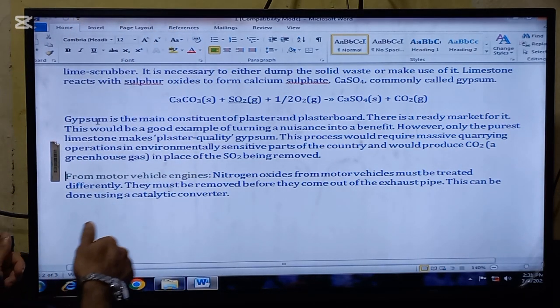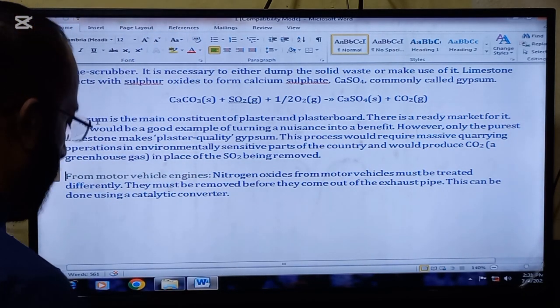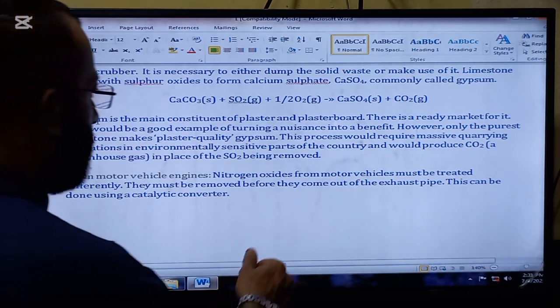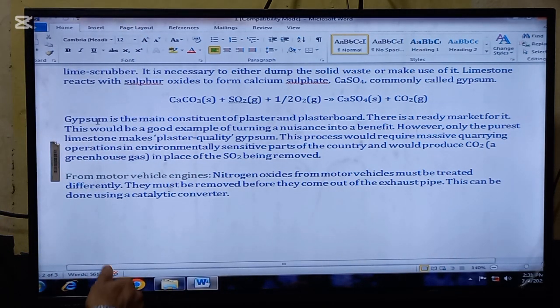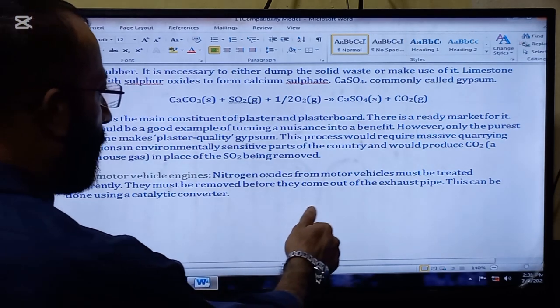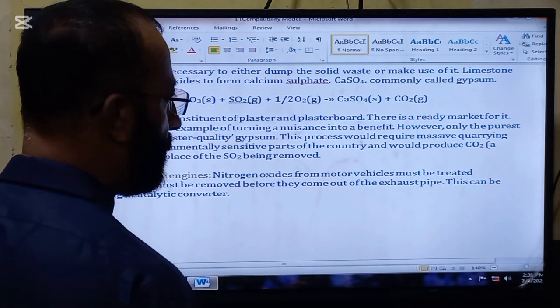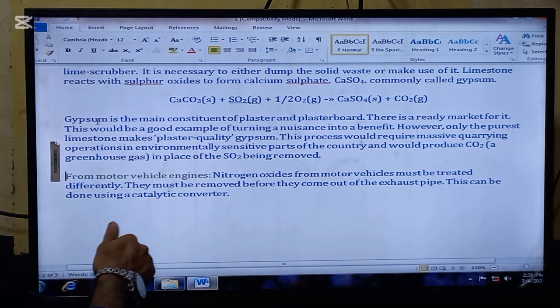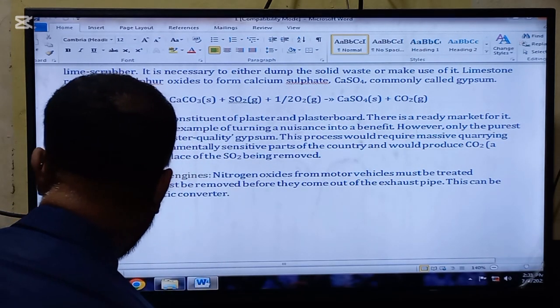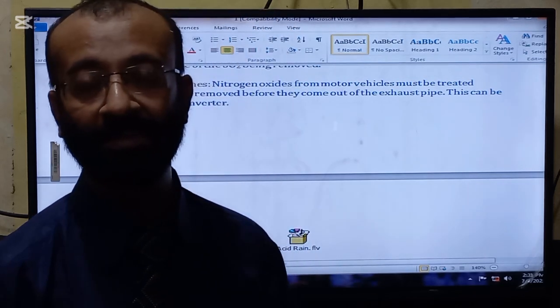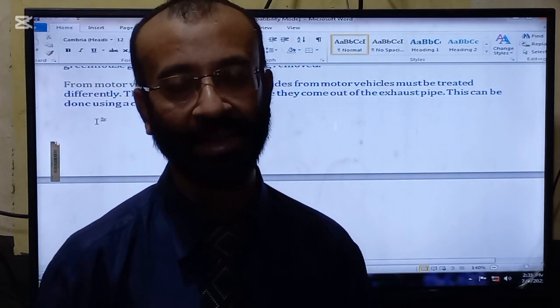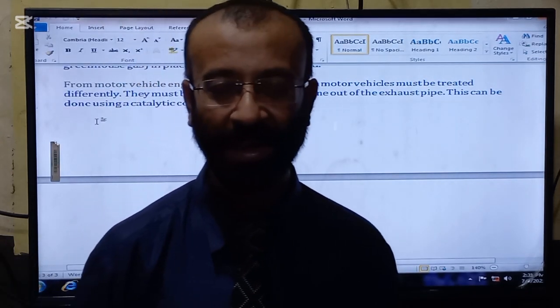Okay, from the motor vehicle's engine, nitrogen oxides must be treated differently. They must be removed before they come out of the exhaust pipe, and this can be done using a catalytic converter. So this was the topic, students. Read this lecture again, understand it, learn it, and make your notes. Thank you so much.